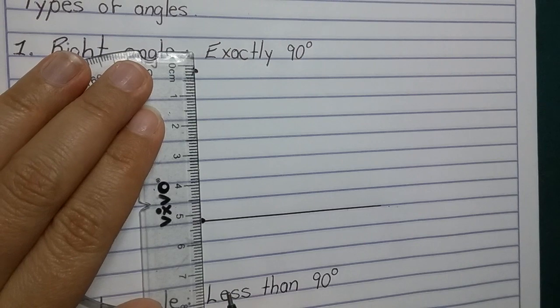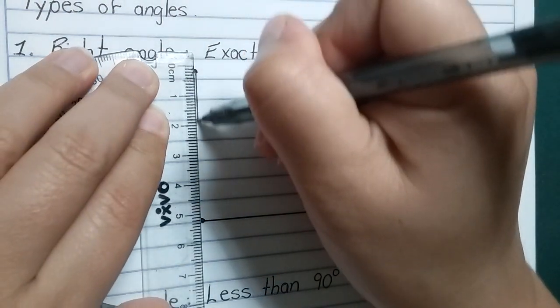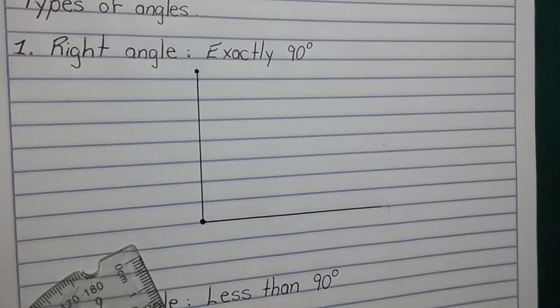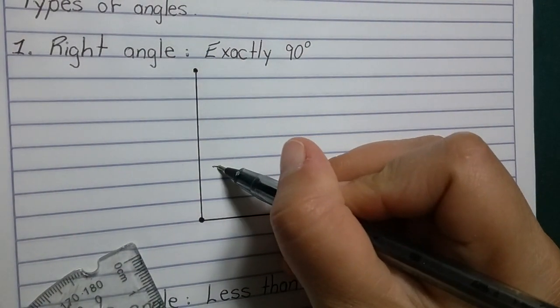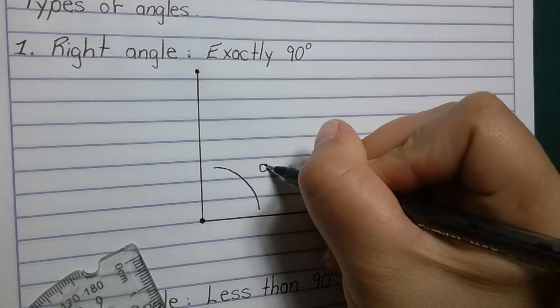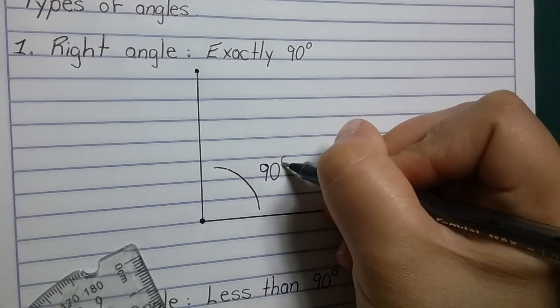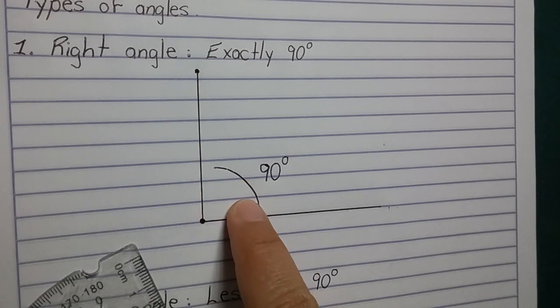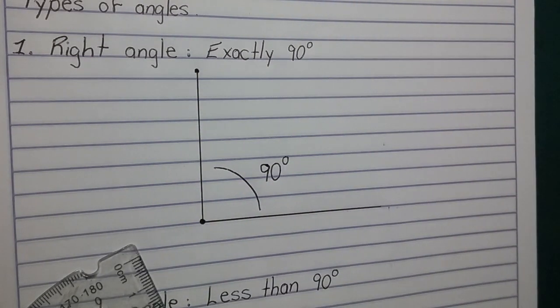Then I am going to draw a line to join the 2 points. And finally, the opening that has 90 degrees. And this is a right angle because it has exactly 90 degrees.